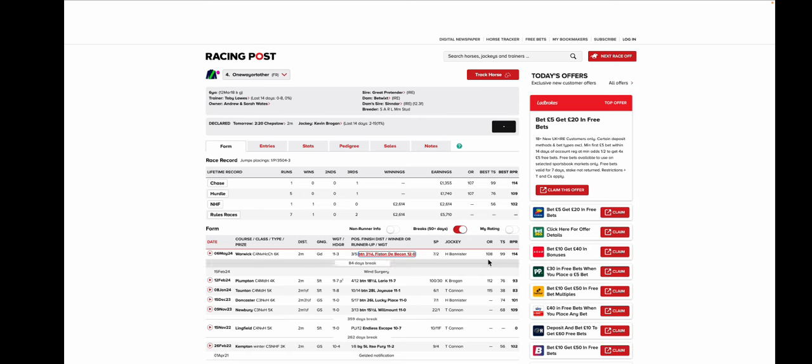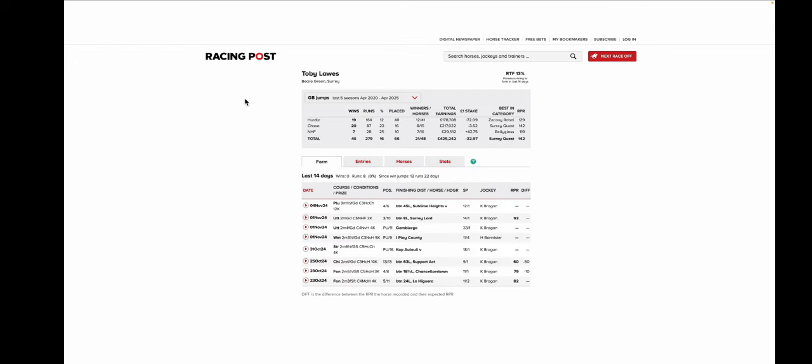Because even though its handicap mark has fallen to 107 from an opening mark of sort of 115, it has obviously done nothing special, and that's for a reason. The trainer, Toby Laws, is 0 from 8. If we click on that, this is interesting.